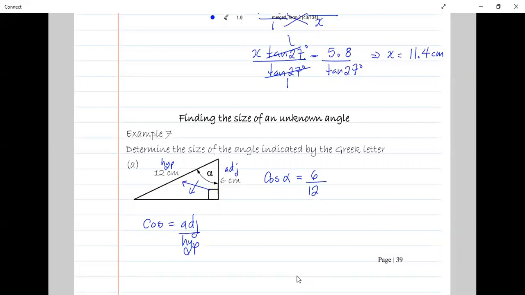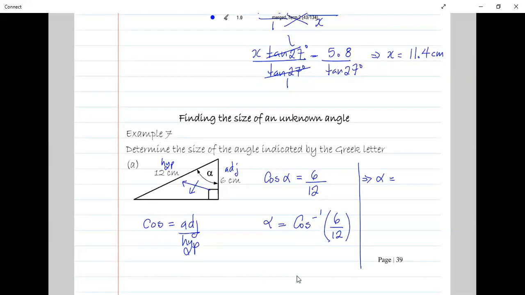I want to find the angle, which is alpha. Now, if I know the cosine of an angle, to find the angle, I must use cosine inverse. It means, therefore, that alpha would be equal to cosine inverse. That reads cosine inverse, and in bracket, I'm going to have 6 over 12. So what I'm going to do now is show you how to put this in a calculator and then press equal.